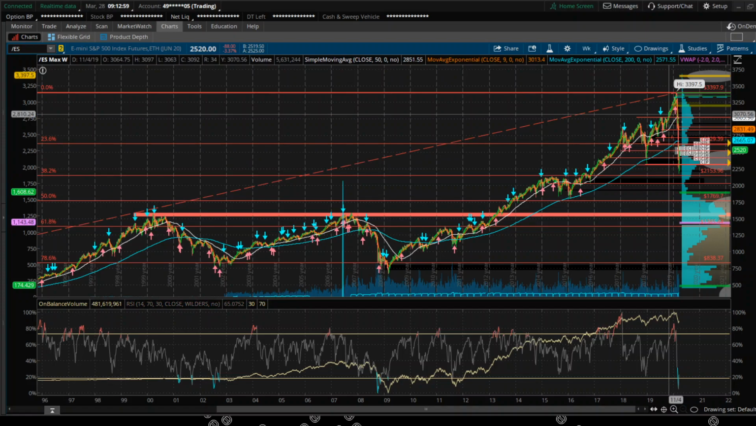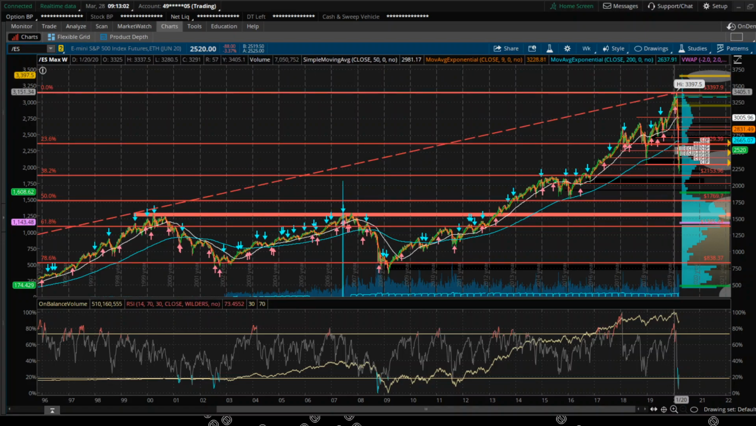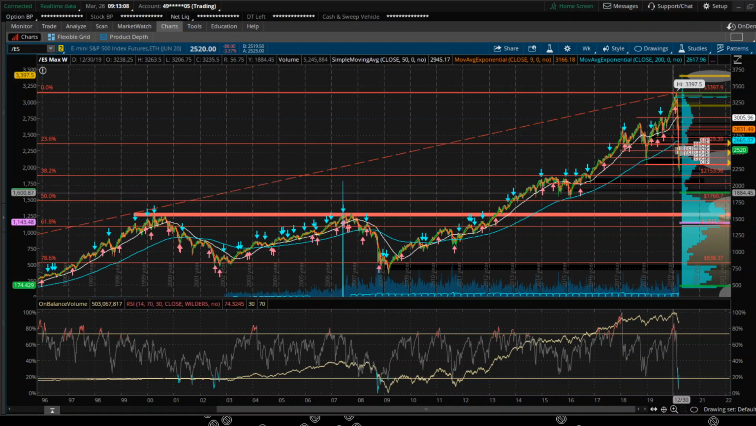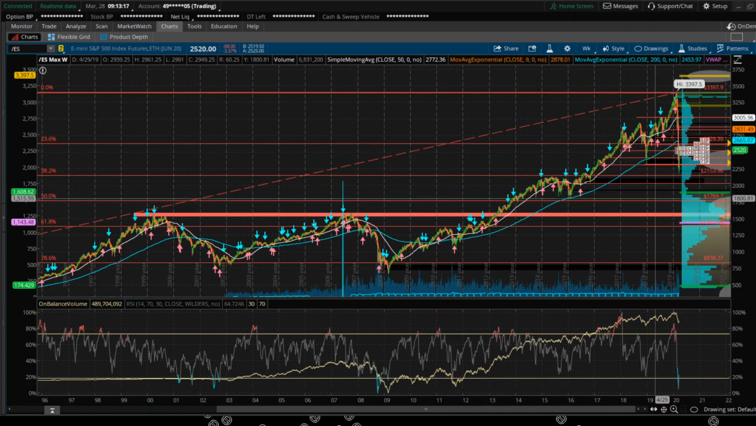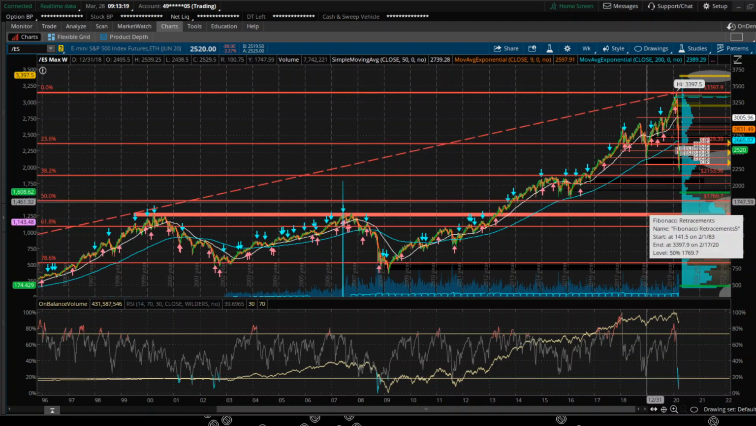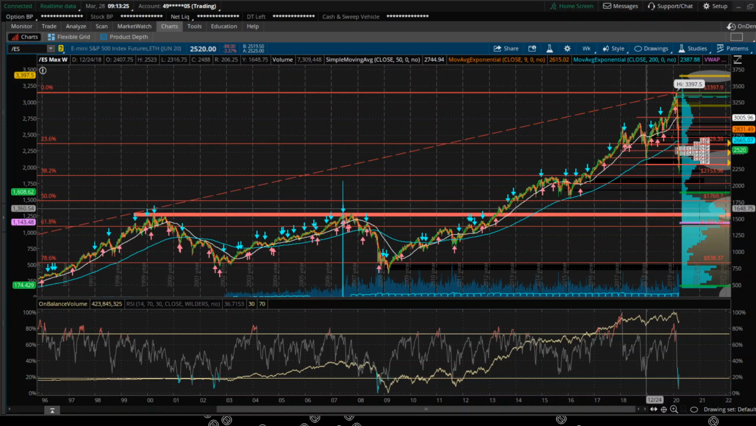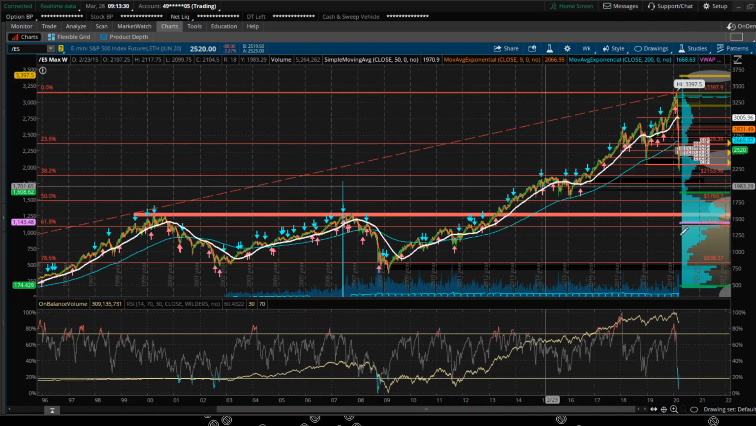I think that the exact 50% mark off of this high would be like 1698 or 1700. And that would put us down here into this hypo zone that we drew on that low order flow node, and would also be right at that 50% fib retracement level in this zone. So only time will tell.